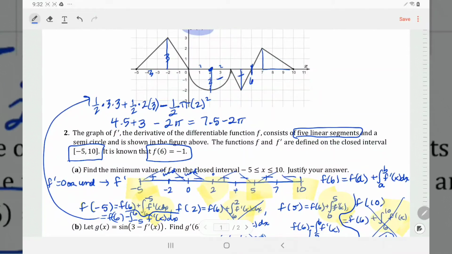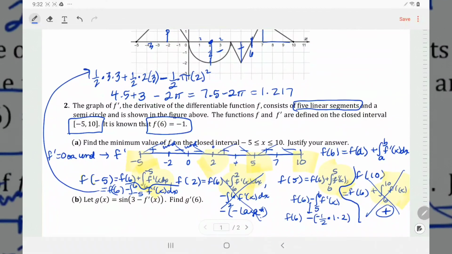Okay, so this is pi, and this is 1.217. They like 3 decimal places. So this would be minus that. And this one was a plus, actually. So I would say this one is smaller. Now they said find the minimum value. So this is the minimum value.